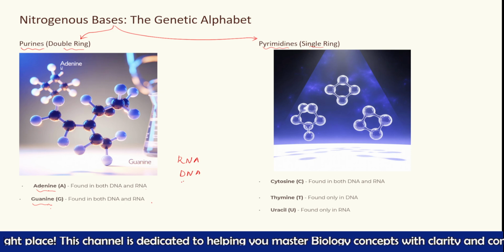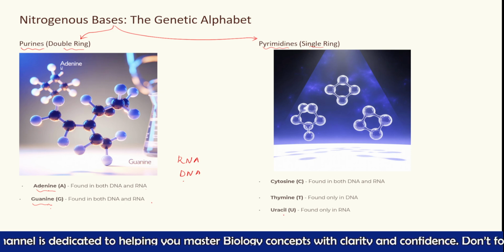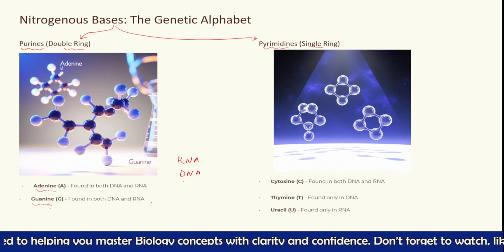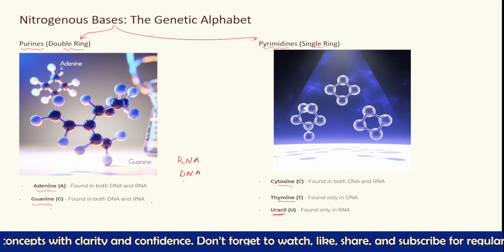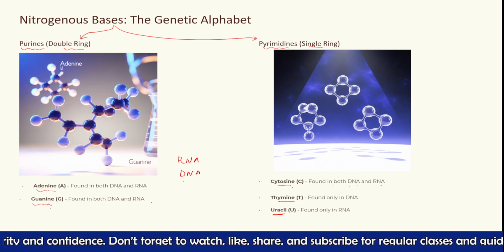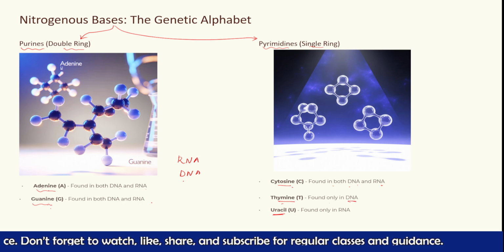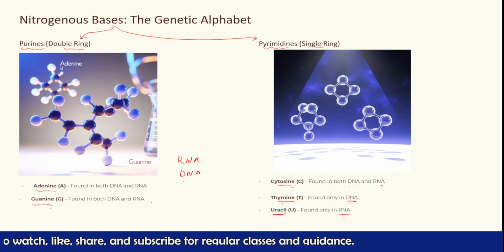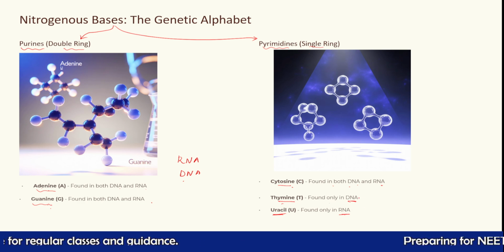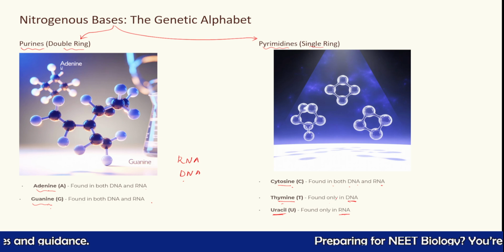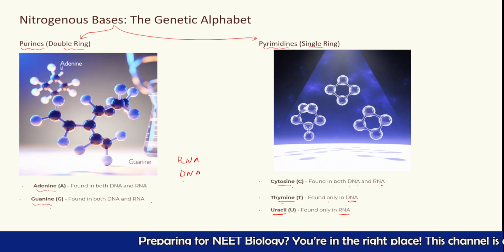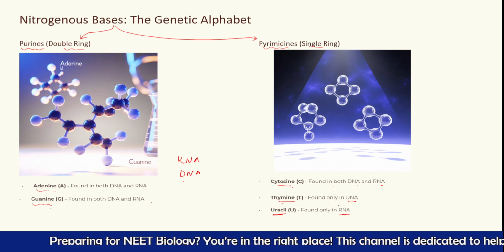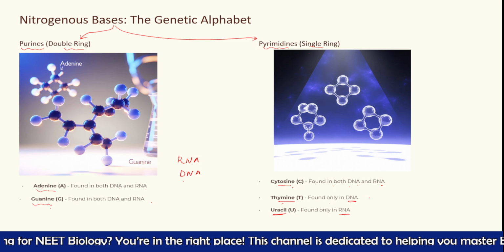Remember, adenine is found both in DNA and RNA, and guanine is also present both in DNA and RNA. Coming to the pyrimidines, there are three different types: cytosine, thymine and uracil. Cytosine is found in both DNA and RNA. Thymine is found only in DNA. Uracil is found only in RNA. So this session is very, very important. You can expect one question from this part. The question will be like, which of the following are not present in RNA? Or which of the nitrogen bases are present only in DNA? Questions like that come.